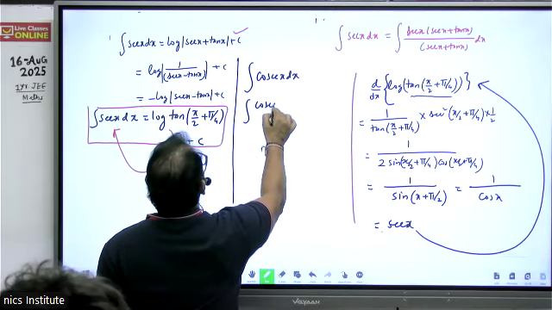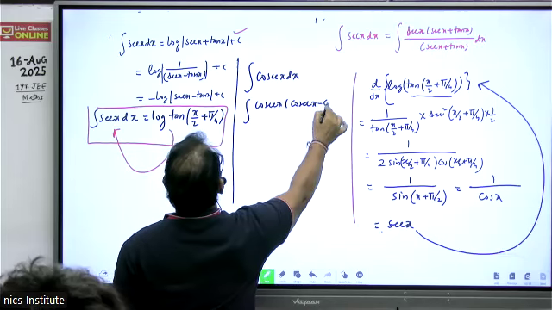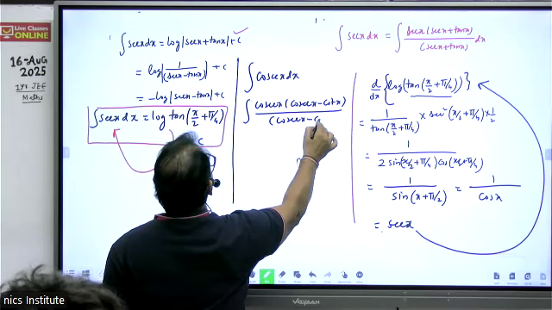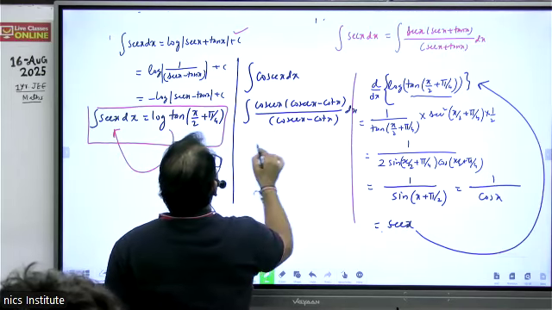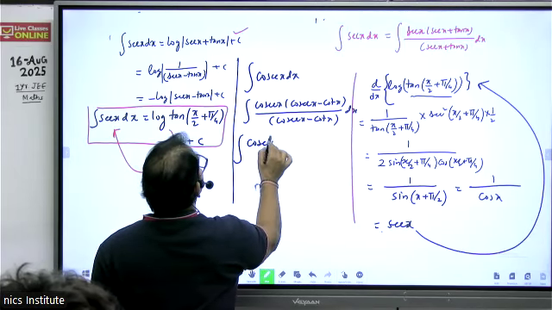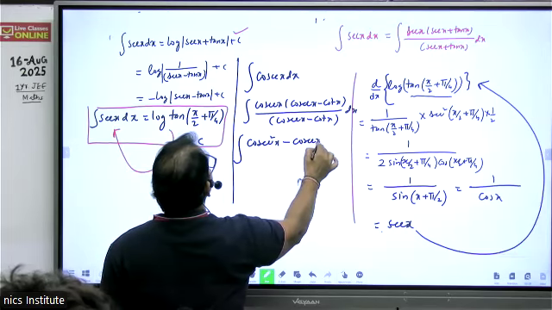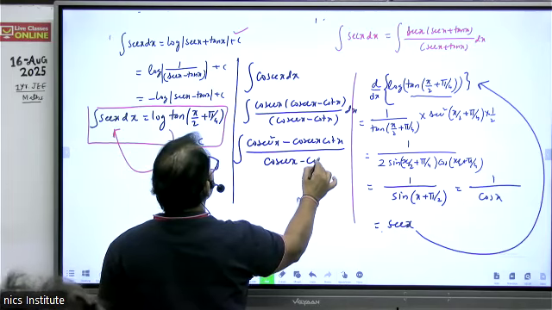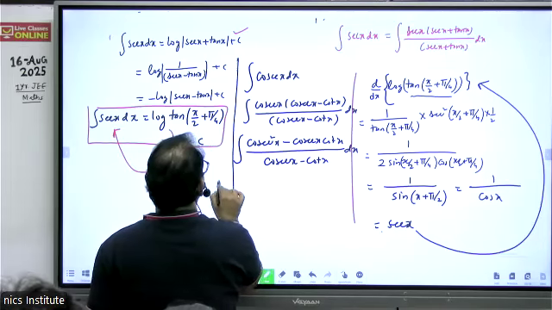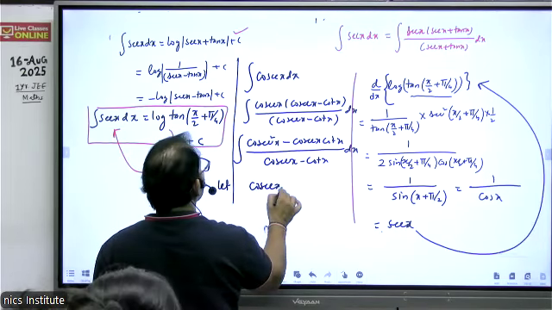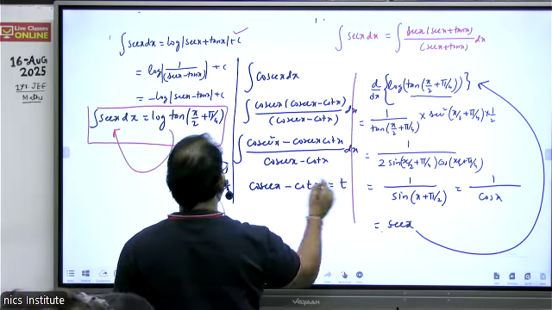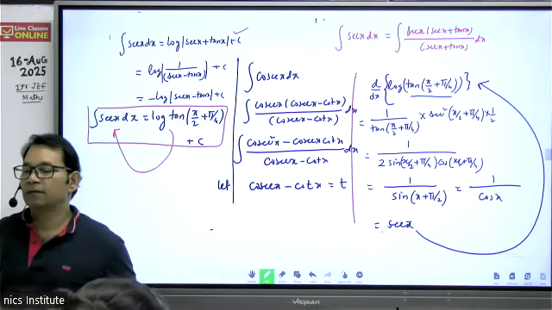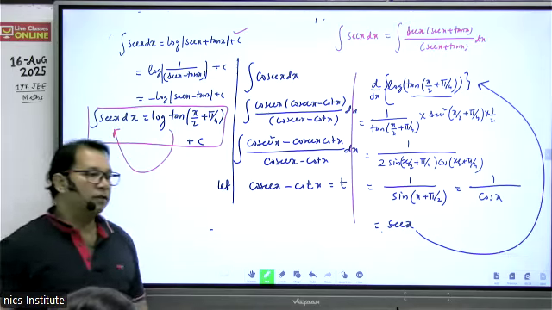We multiply by cosec x minus cot x, and we divide by the same. In the numerator, you have cosec square x, cosec x cot x. In the denominator, you have cosec x minus cot x. Let the denominator be t. Differentiate this, see what happens.